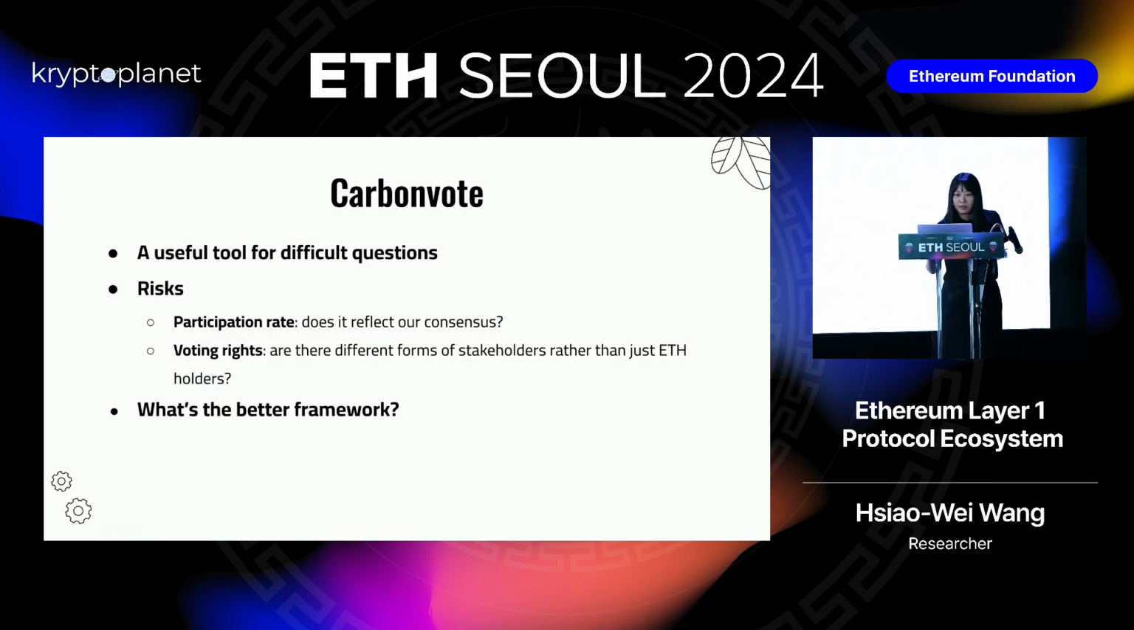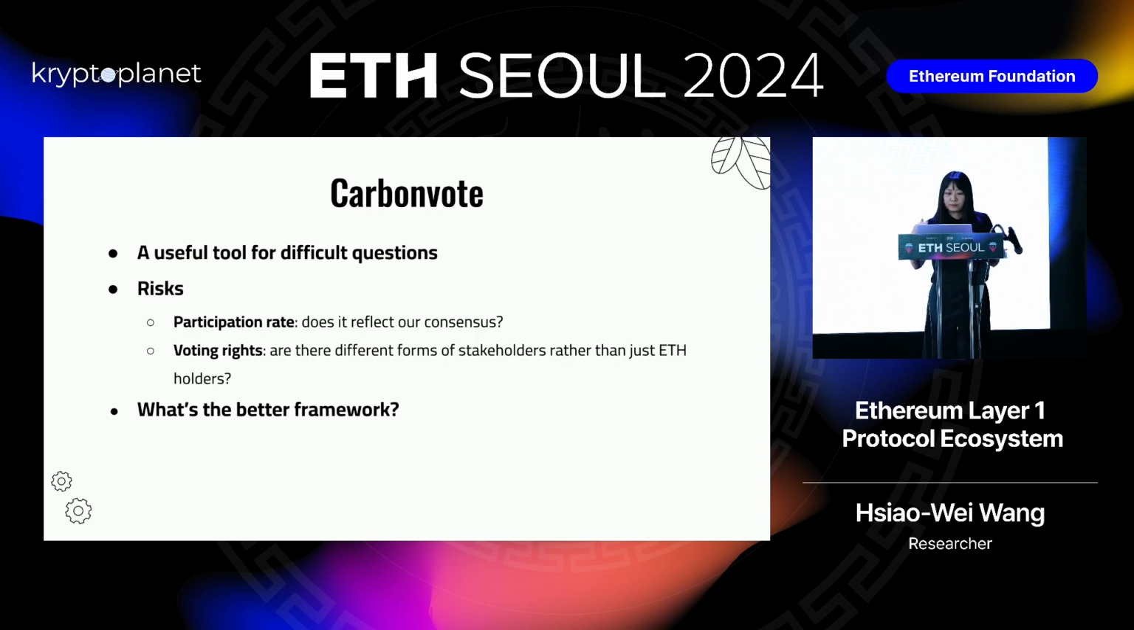So carbon vote is a very useful tool for difficult questions, but there are also risks in it. For example, the participation rate: does it reflect our consensus? Because it is usually hard to ask most stakeholders to vote on chain. And also they will question the voting rights. It's possible that there are other different forms of stakeholders rather than just the Ether holders.